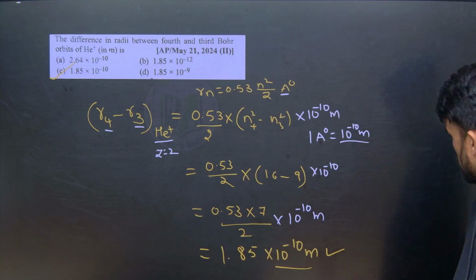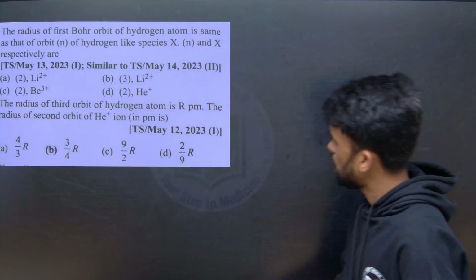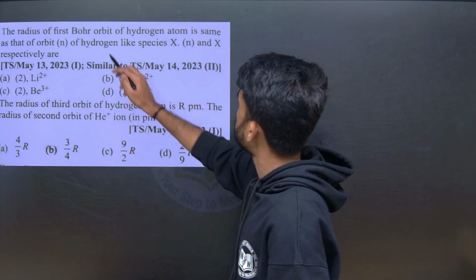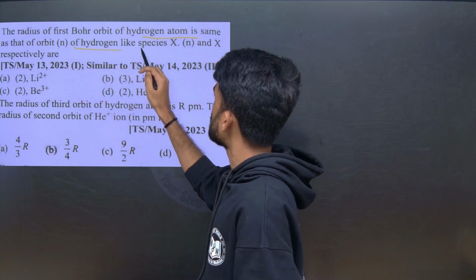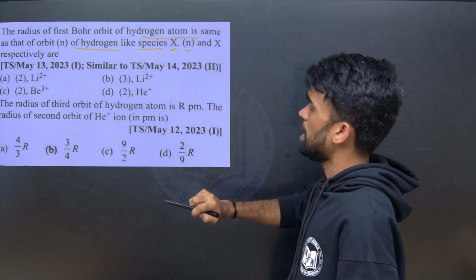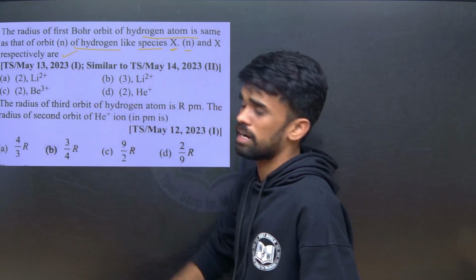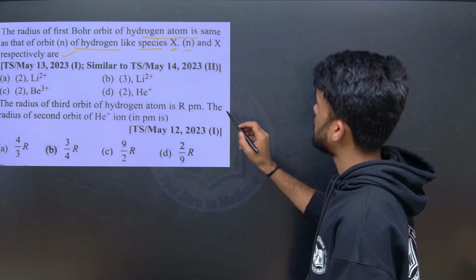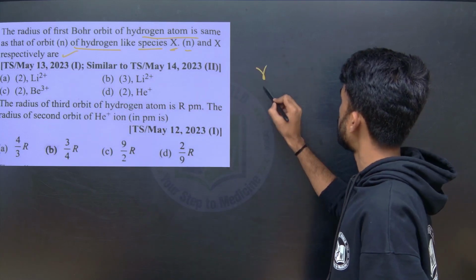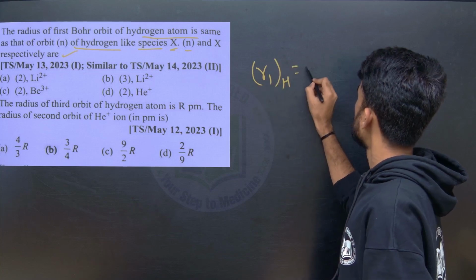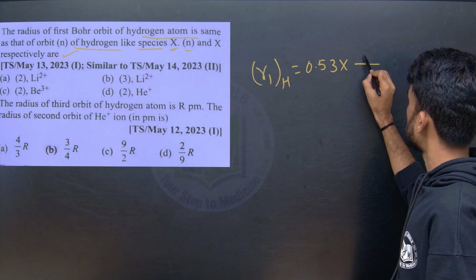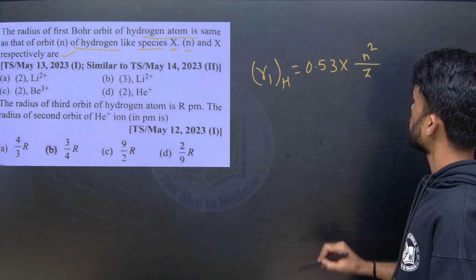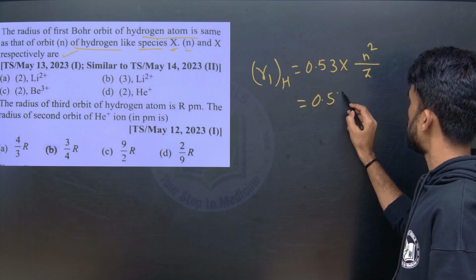I hope it is clear, there is no confusion. Then next, we have: the radius of first Bohr orbit of hydrogen atom is the same as that of the hydrogen like species X, and what are n and X respectively? They are saying the radius of first Bohr orbit. What is the radius of first Bohr orbit of hydrogen atom? This is 0.53 into n square by Z. I am writing 0.53 as it is.